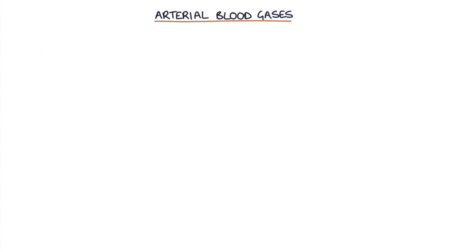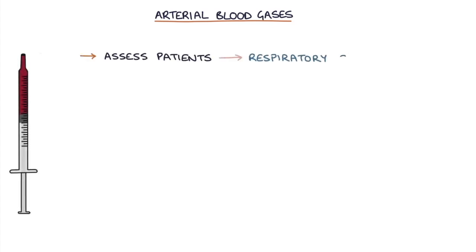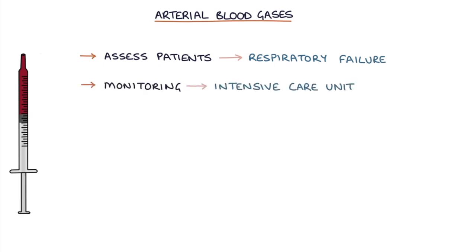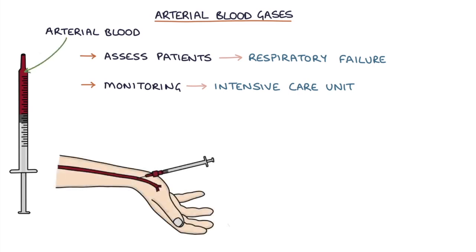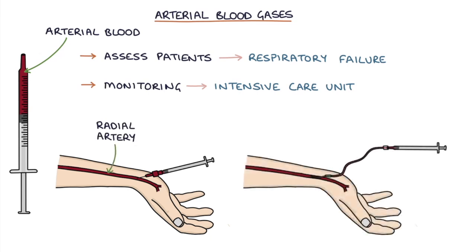Arterial blood gases, or ABGs, are very commonly used to assess patients with respiratory failure and for monitoring in the intensive care unit. An arterial blood sample is required for analysis, and this involves inserting a needle either into the radial or the femoral artery. Arterial lines make it very easy to obtain an arterial blood sample, and arterial lines are very common in the intensive care unit.